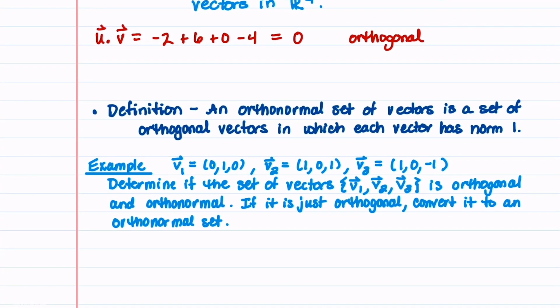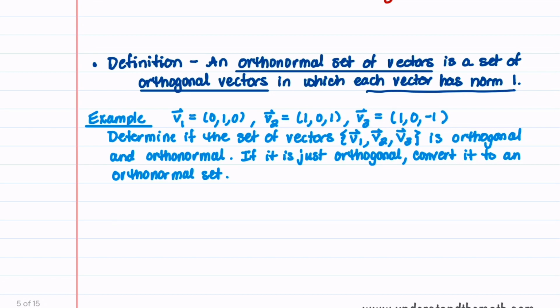In addition to checking if two vectors are orthogonal, we can also check if they're orthonormal. Let's define what orthonormal is. An orthonormal set of vectors is a set of orthogonal vectors in which each vector has a norm of 1. So there are 2 requirements for a set of vectors to be orthonormal. The vectors need to be orthogonal, and they need to all have a norm of 1.